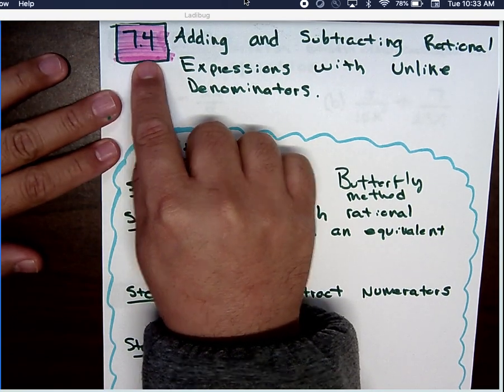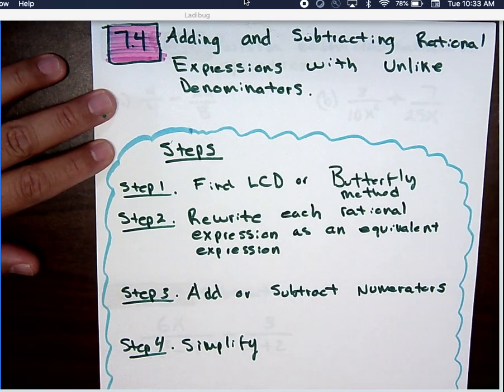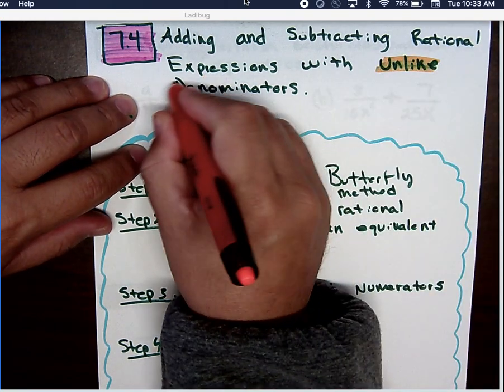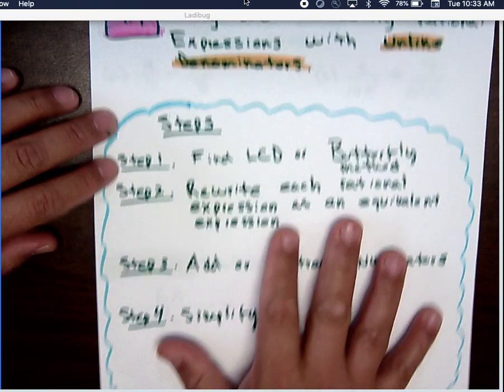7.4, adding and subtracting rational expressions with unlike denominators. So this time we have unlike denominators, so that's going to change things. These are the steps that they have in the book.